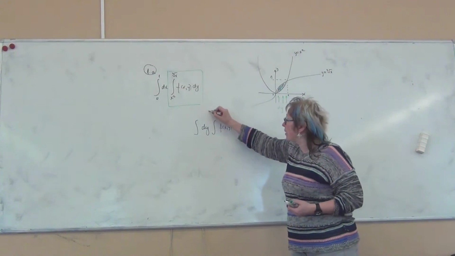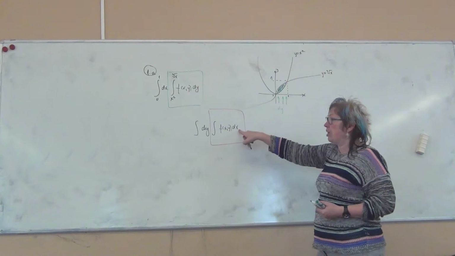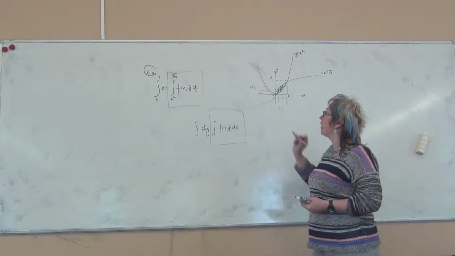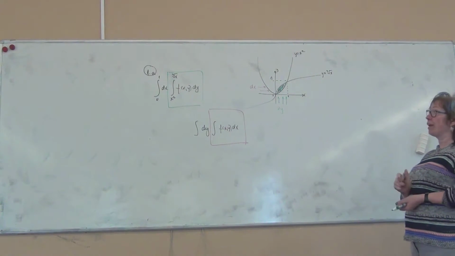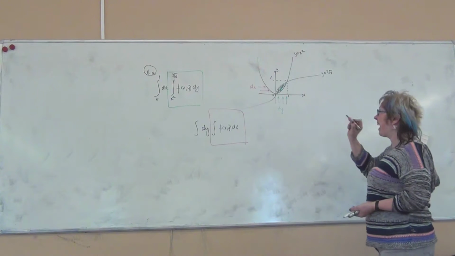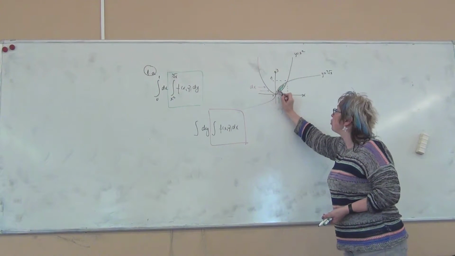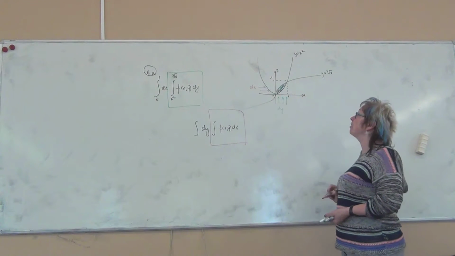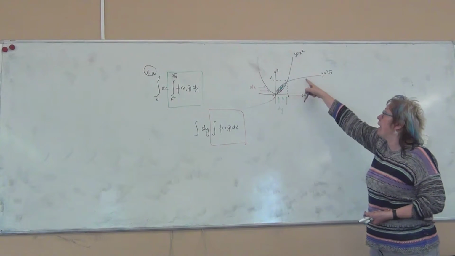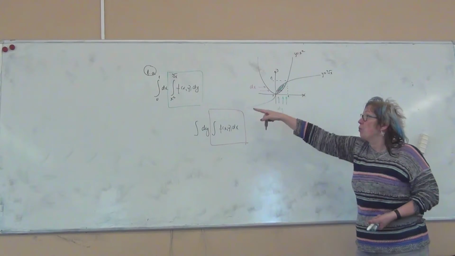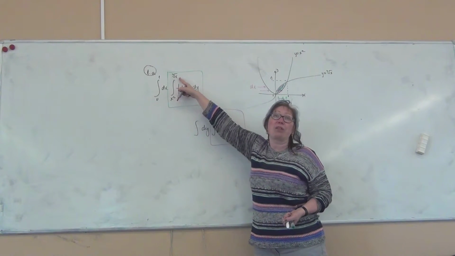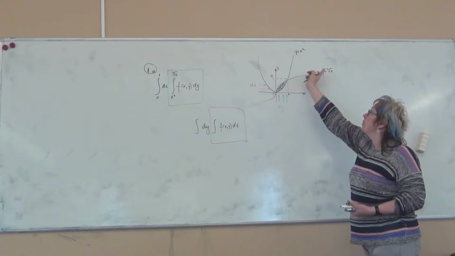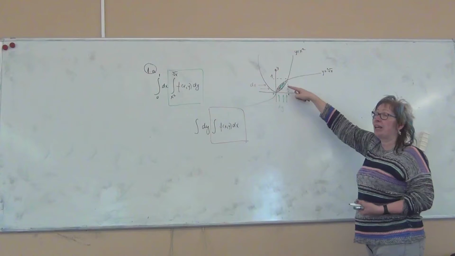So for this dx, I need to go in the x direction. If I integrate by x, I go along the x-axis. And in that case, you see, the boundaries would change. We start from this curve and end on that curve. So we start from what was the second curve in the first case. Now, if we go like this, we start from this curve and end at this curve.